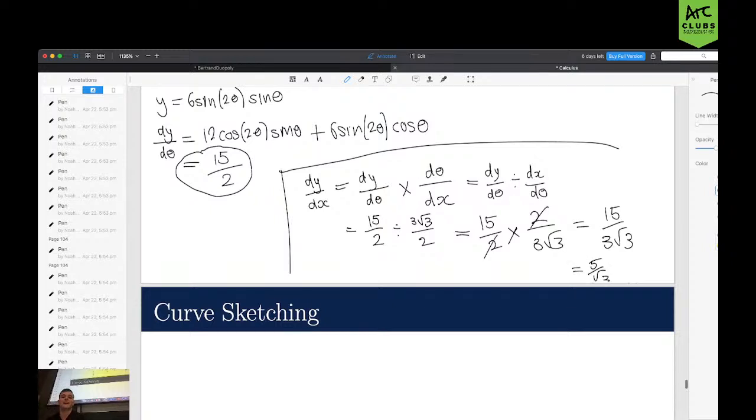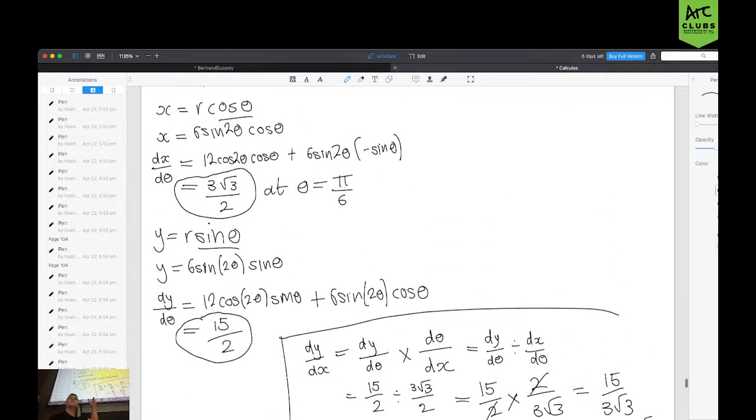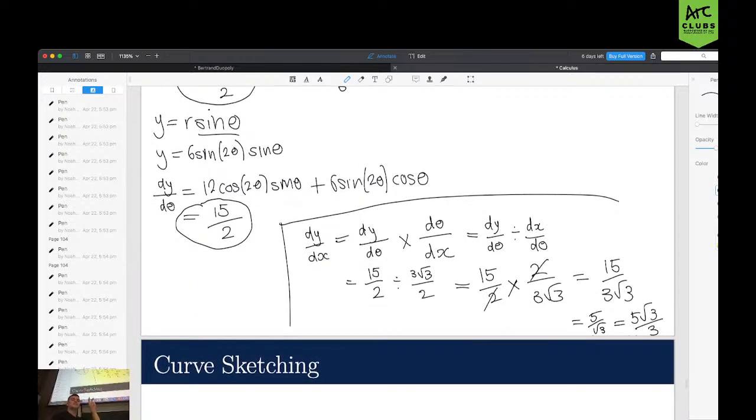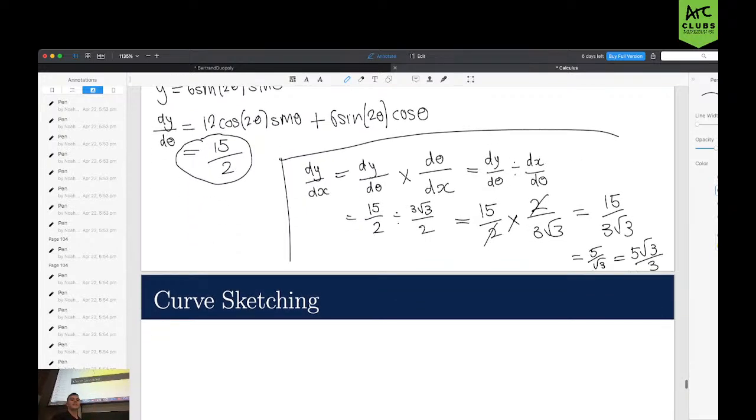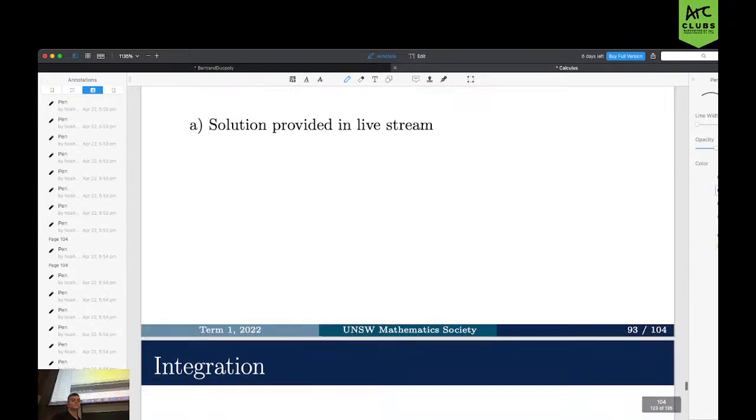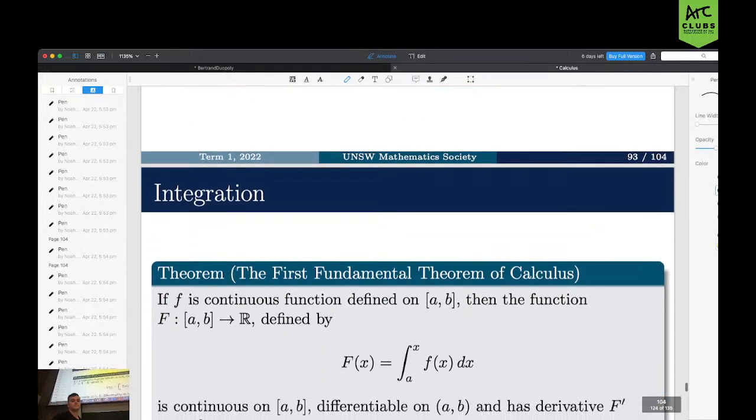You could leave it like that. I think by university, they know that you know how to rationalize denominators. But if you're a stickler for the rules, why don't we just say 5 root 3 on 3. And that's your answer. So all that we did there is we found x derivatives in terms of theta, y derivatives in terms of theta, found a way to cancel the two rates, and it's just fraction simplifying after that. Cool. And that's how you do it.